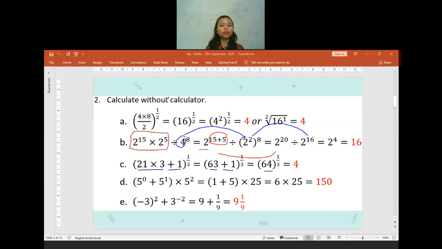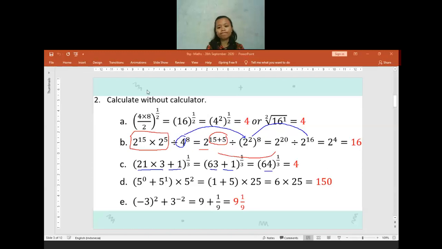For question D, we have 5 to the power of 0 plus 5 to the power of 1, times 5 to the power of 2. We have to solve everything inside the bracket first. 5 to the power of 0 is 1. 5 to the power of 1 is 5. So for the final answer, we will have 1 plus 5 times 25. 1 plus 5 will be equal to 6. 6 times 25 will be equal to 150.